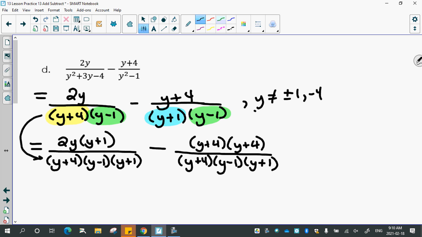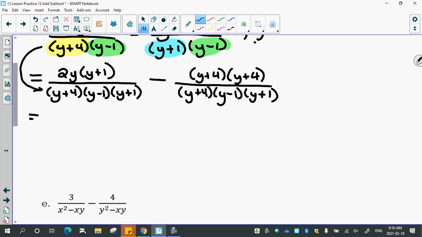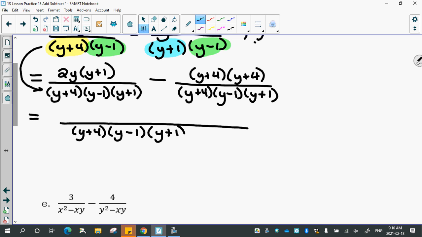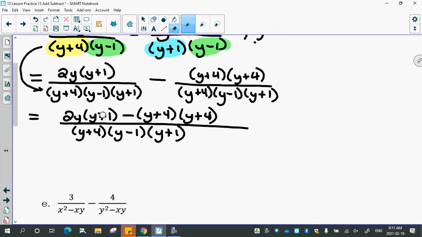All right, so now all I've done is adjust the numerators and create equivalent fractions. So if I'm following my steps, the next step is to subtract the numerators over the common denominator. So I just write the denominator out once. And then I subtract the numerators. And that looks really messy.